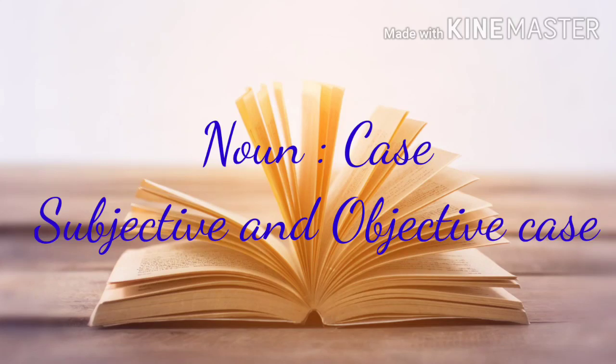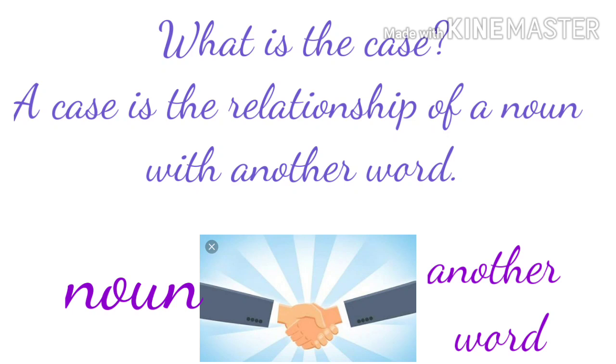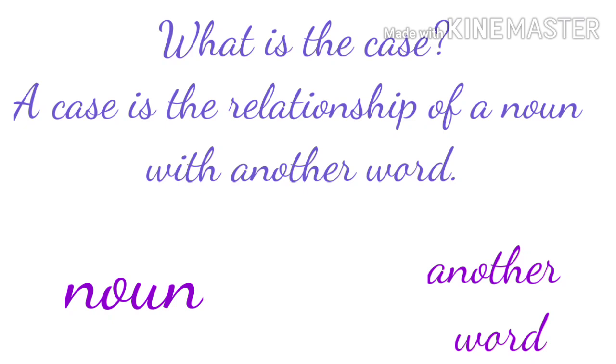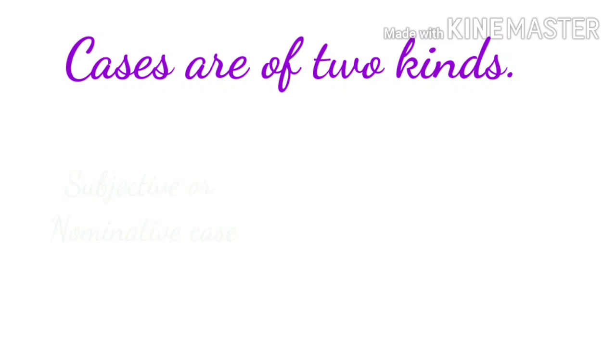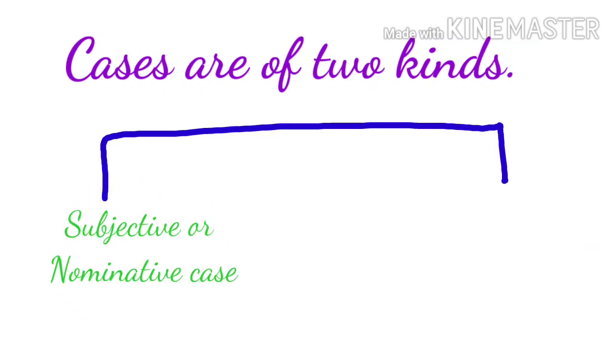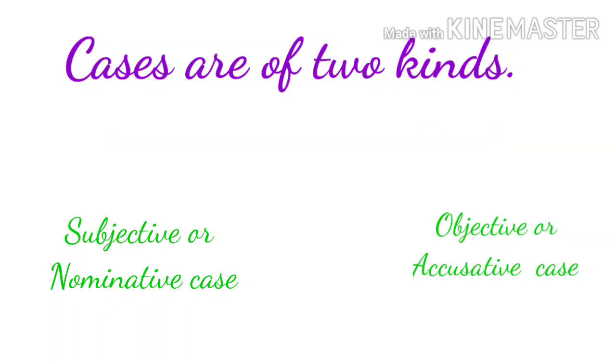Noun case: subjective and objective case. What is a case? A case is the relationship of a noun with another word in a sentence. Cases are of two kinds: subjective or nominative case, and objective or accusative case.